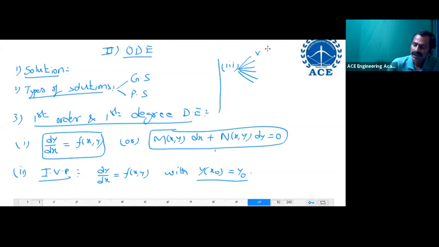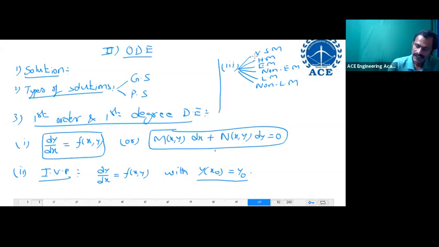Very first method is the variable separable method. Second one is the homogeneous method. Third one is the exact method. Next, fourth one is the non-exact method. Next, the linear method and the non-linear method. These are the methods.